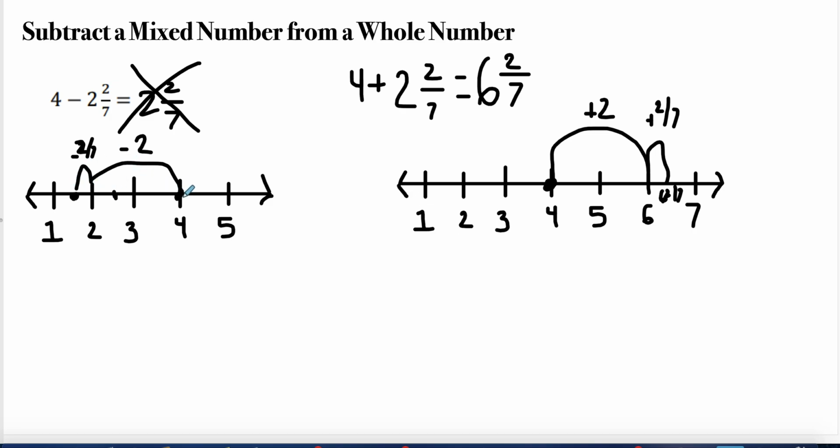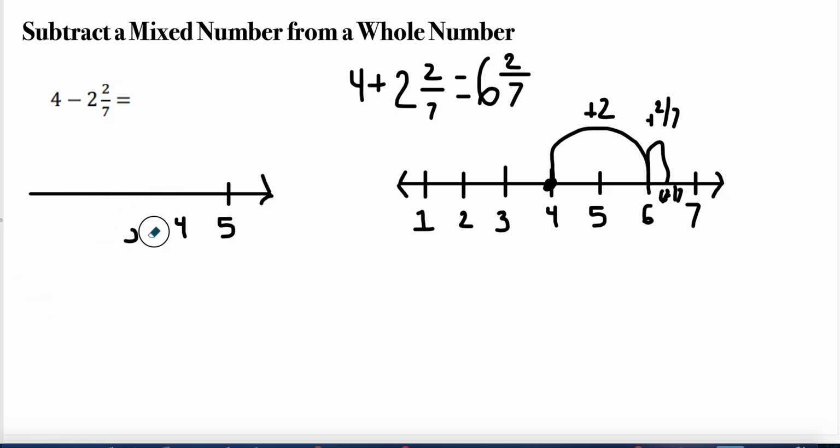As you can see on the number line, first I made a jump backwards of 2, then I made a jump backwards of 2/7. So my answer is going to be between 1 and 2 wholes. So that will not work. You can't just subtract the whole numbers and then leave the fraction there. So let's see what we can do. Let me erase all of this actually. Let me show you what we can do.